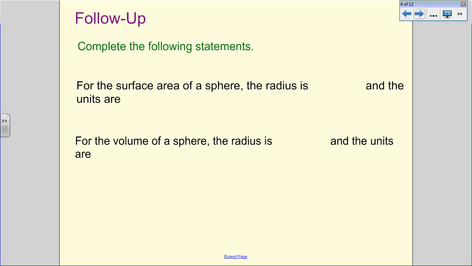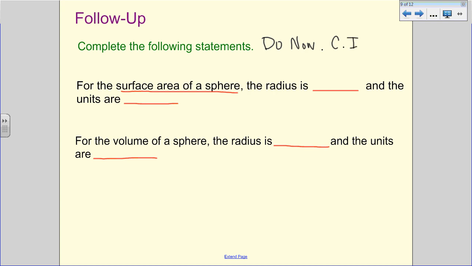So if we take a look at the follow-up, we want to complete the following statements. For the surface area of a sphere, so you're going to need to go back and look at the formula for surface area. The radius is blank, and the units are blank. So go back and look at what we were doing to the radius in that formula and how we labeled our units. So then the volume of a sphere, the radius is blank. Look at what we do with the radius, and then the units are blank. So I want you guys to do now, and like I said, we will check in class.